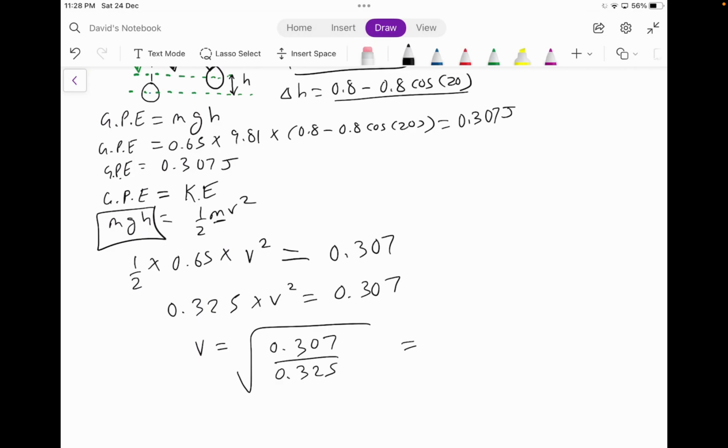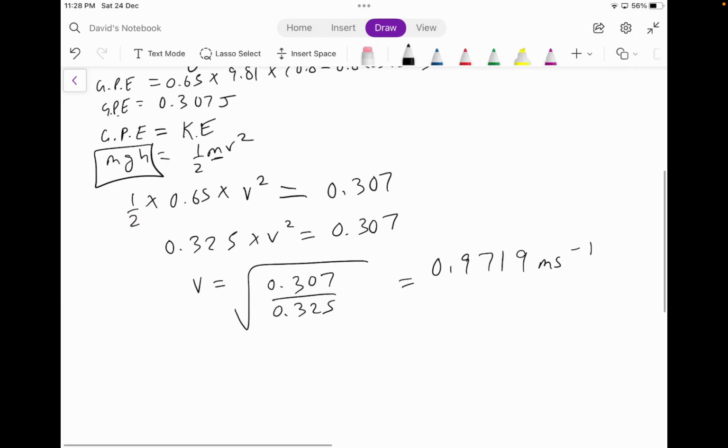I'm just going to use a calculator again. That's going to give us a value of roughly 0.9719 meters per second. This is just another way of saying meters per second, just another notation form. The velocity in this case, we're going to put to two significant figures, so it's going to become 0.97 meters per second. I'm going to write it down here up to 2 s.f.